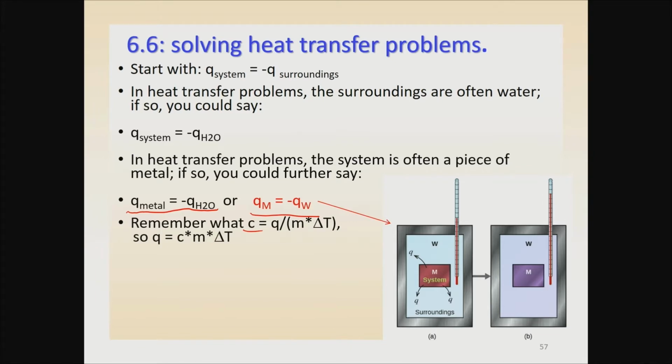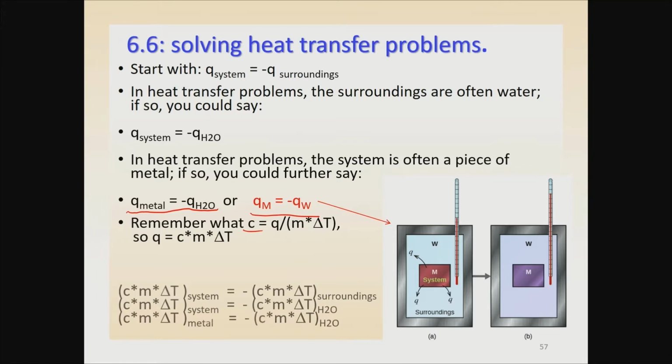Q is equal to C times M times delta T. And then what we can do is substitute in C times M times delta T for Q of the system and Q of the surroundings, or more specifically, for Q of the metal and Q of the water. So I've done that here.